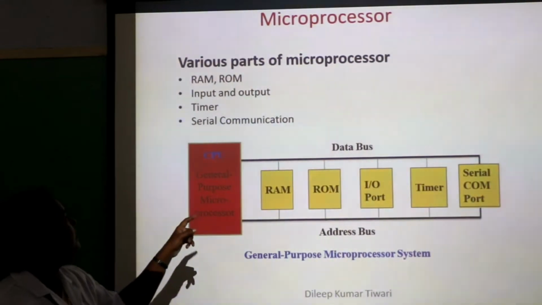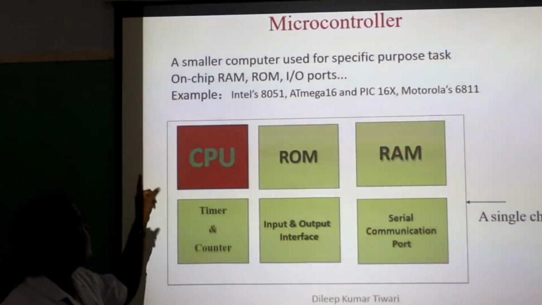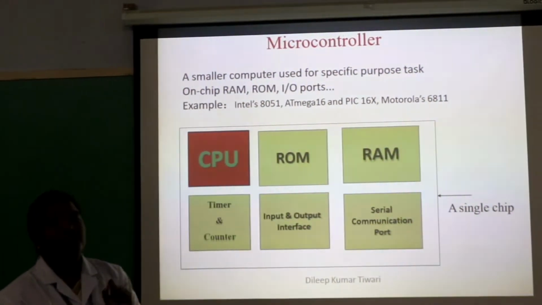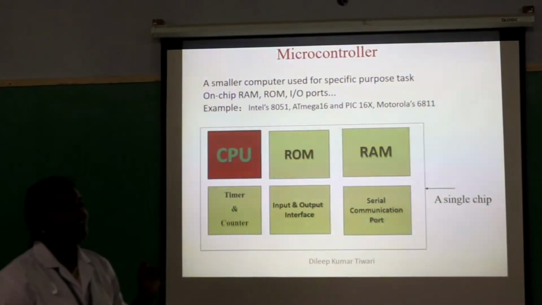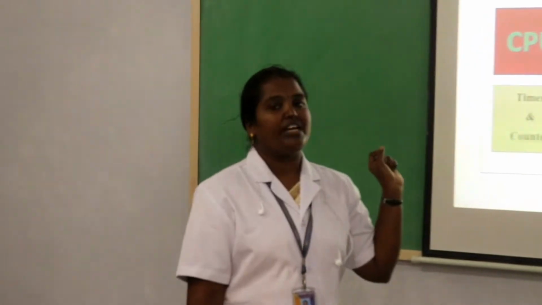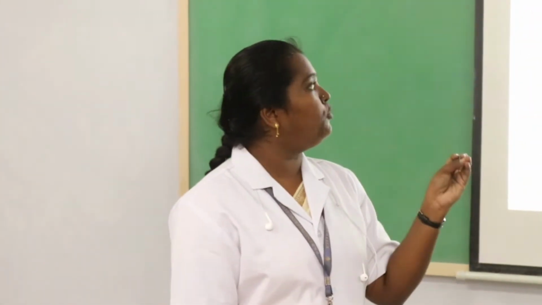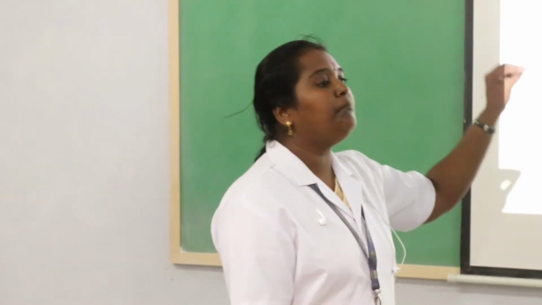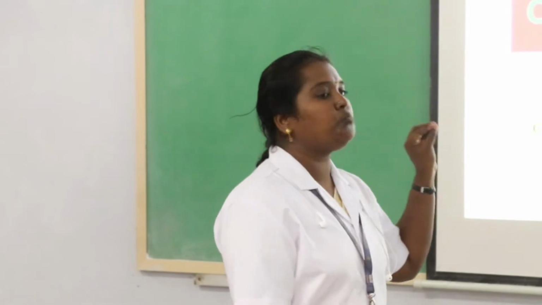And next one, the microcontroller. Here the microcontroller is normally called a small computer. It is mainly used for a specific task. It also includes various parts, that is the RAM, ROM, timer and serial ports, but these blocks are inbuilt and integrated into a single chip. That is why it acts as a small computer and is used for a specific task.